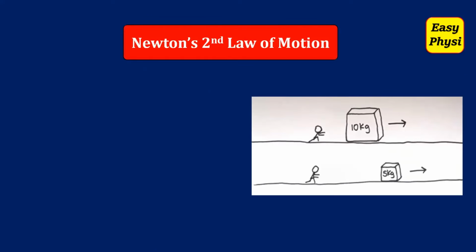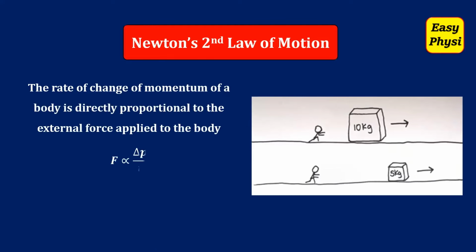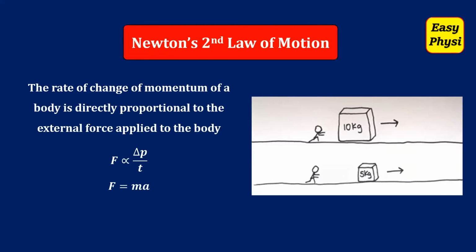Newton's second law of motion. The rate of change of momentum of a body is directly proportional to the external force applied to the body. Force is directly proportional to change in momentum by time. F is equal to m into a.